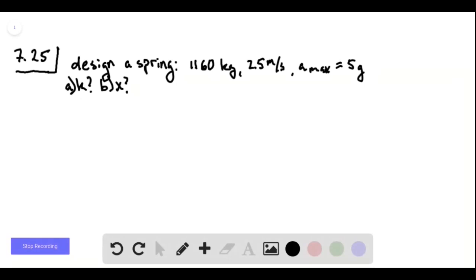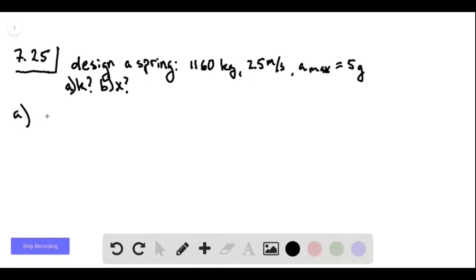The maximum allowable acceleration is 5 times g, the 9.8 meters per second squared of gravity at the surface of the Earth. And so we need to figure out the value of the spring constant and how far that spring will have to be compressed. So this is going to be a conservation of energy and Newton's second law type of problem.